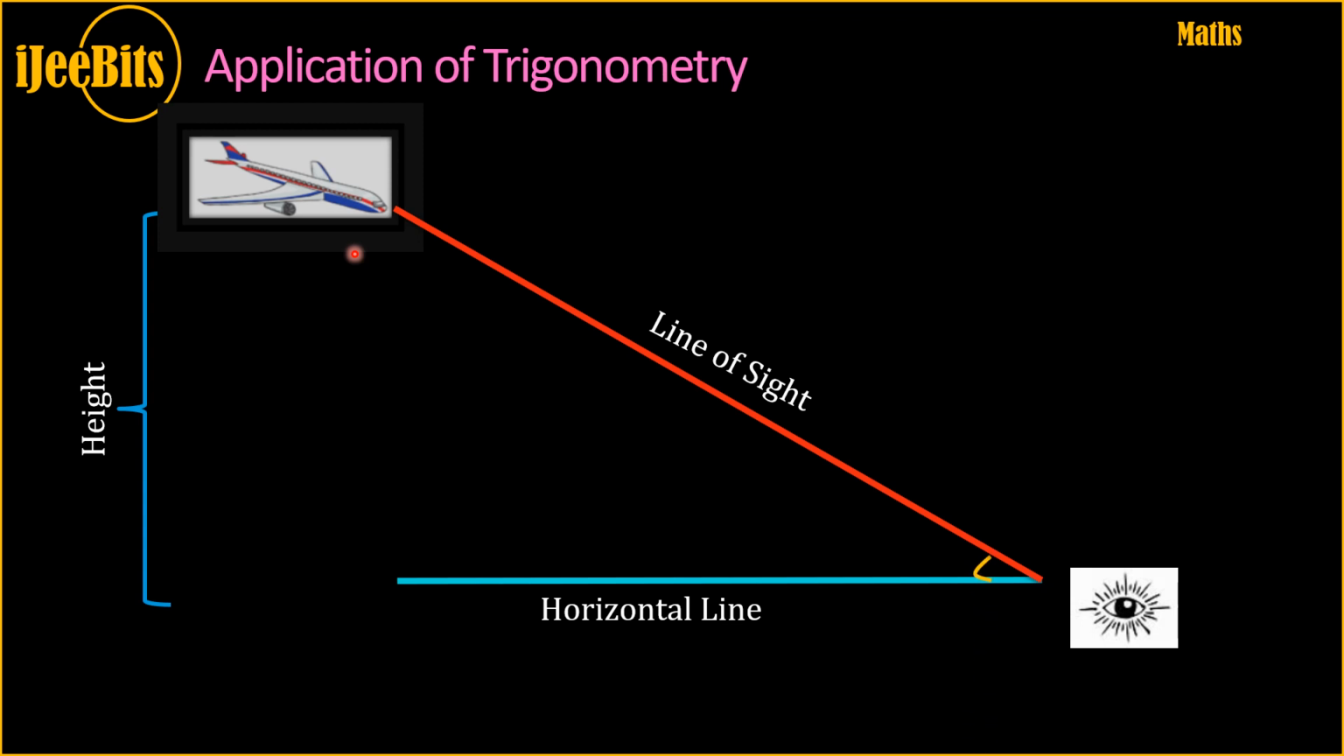The angle of separation between the horizontal line and the line of sight is what you call the angle of elevation. And this one is what we are actually talking about, the vertical height, the height with respect to the ground, right? At any instance you can find out your angle, your horizontal line, your line of sight, and your height. So if you look at this, it forms a right angle triangle, isn't it? This is a right angle triangle.